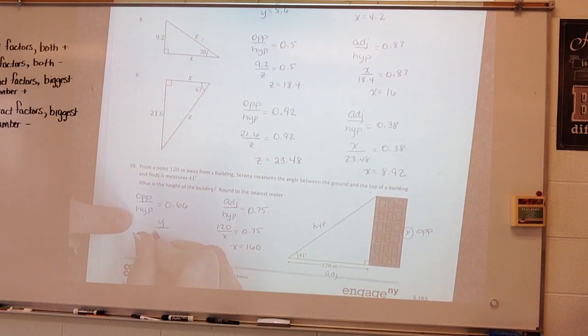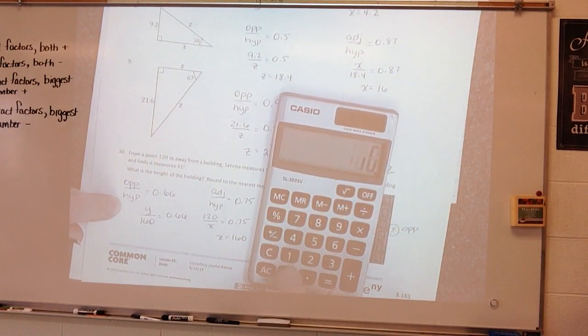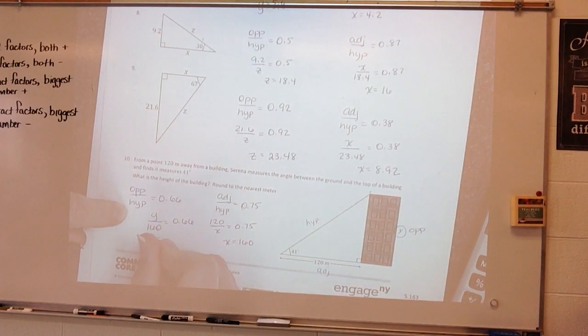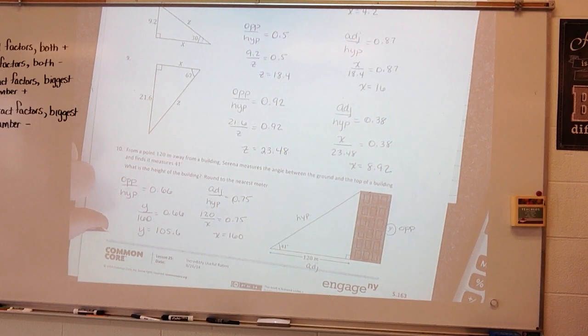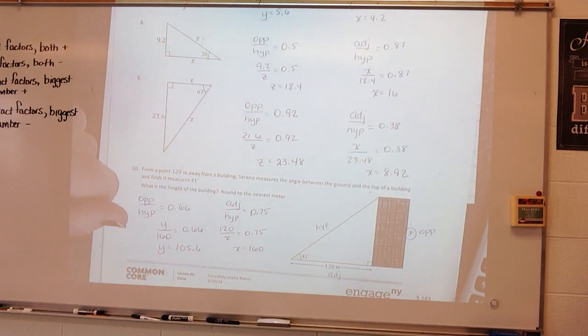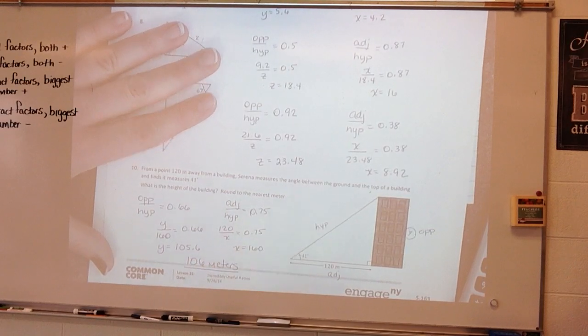So now I can come over here and say, okay, my hypotenuse is 160. So I'm going to multiply 160 times 66 hundredths. So y is equal to 105.6. So the height of the building is approximately 106 meters. Alright, so approximately 106 meters.